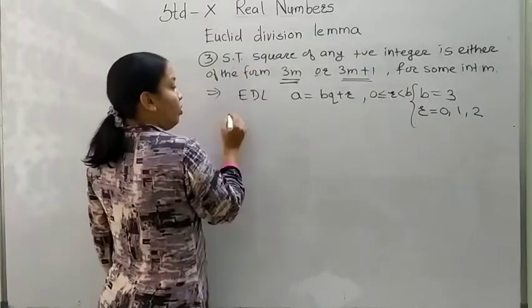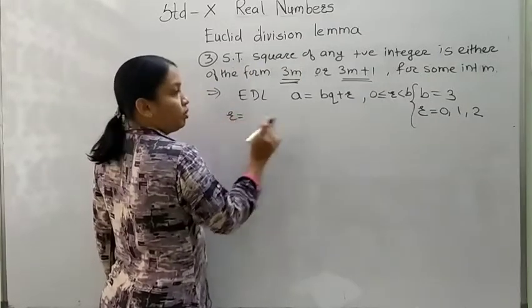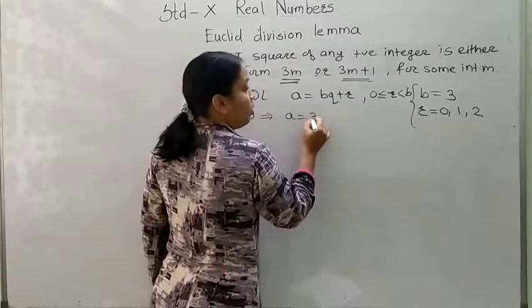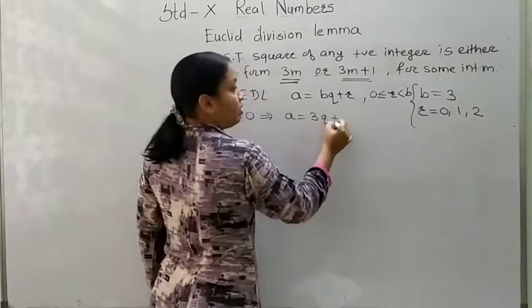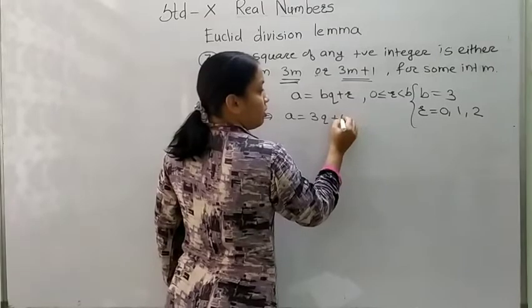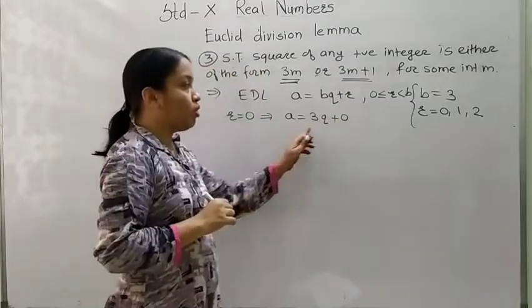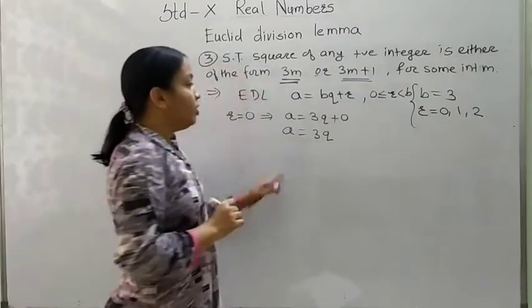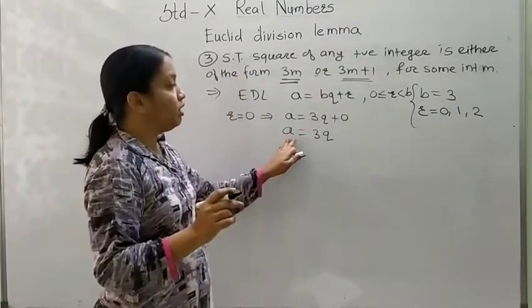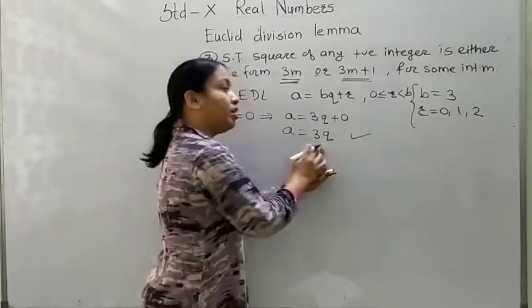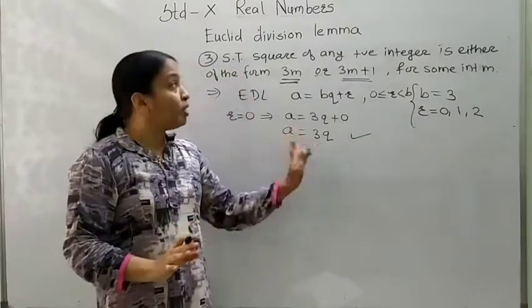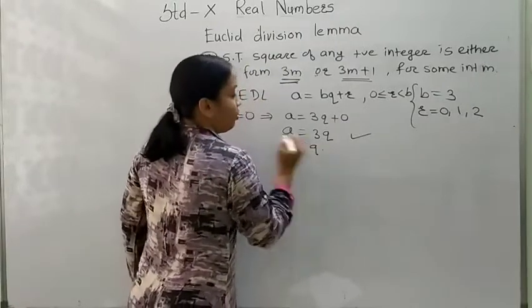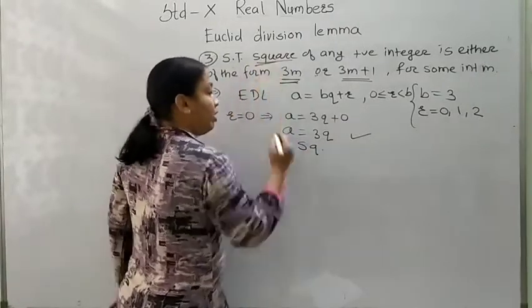Now for r equal to 0, what will be a? a is equal to 3q plus 0. Now 3q plus 0 is only 3q. But you want to show the integer is of the form, means here the integer is of the form 3q, but you want to show the square of it. So what will we do? Squaring, according to the problem we are doing.